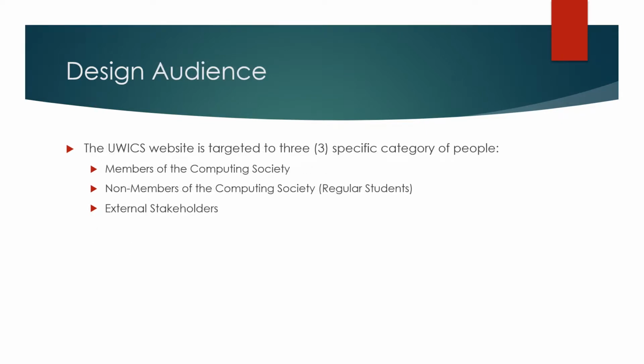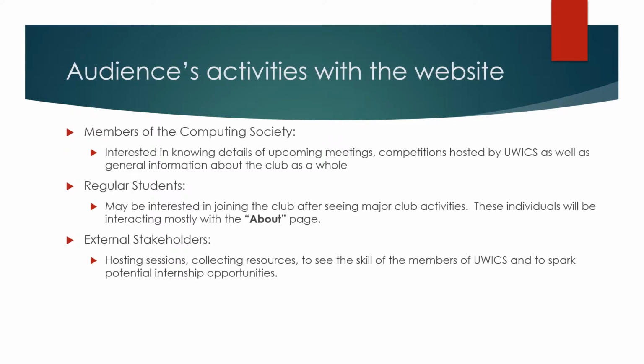The UX website is targeted to three specific categories of people: the members of the Computing Society, non-members of the Computing Society, regular students, and external stakeholders from other parties outside of the university. Each category may use the website for different things and purposes.